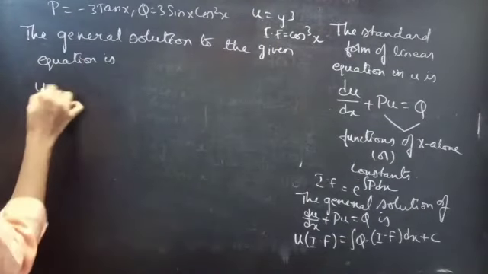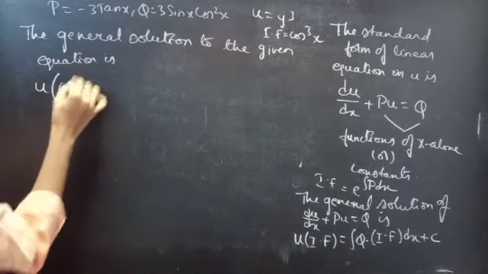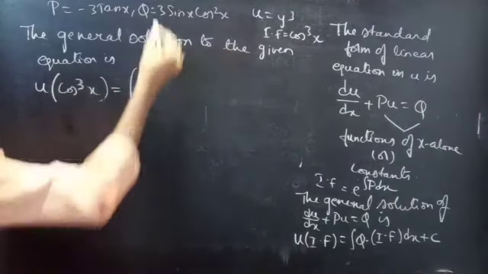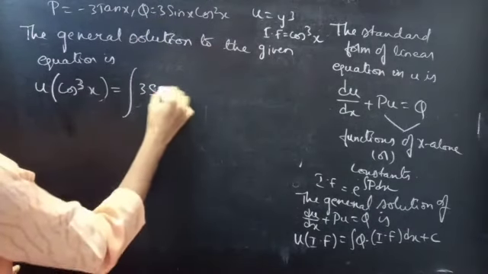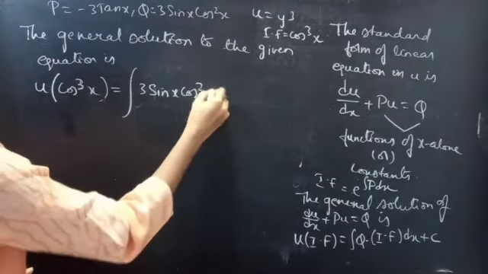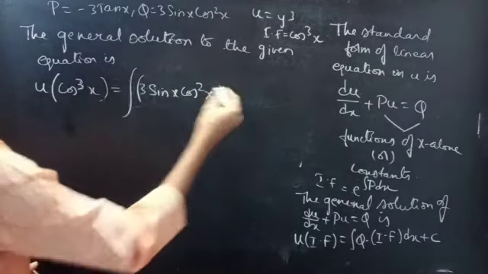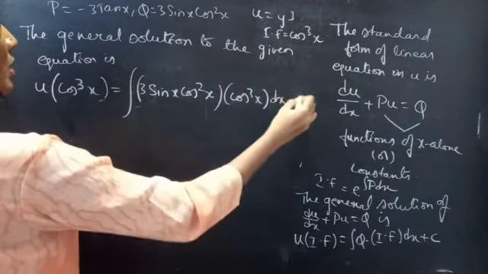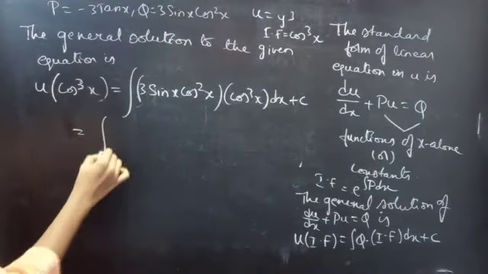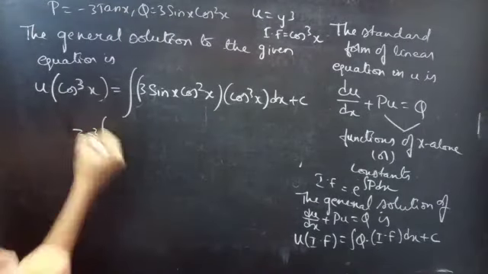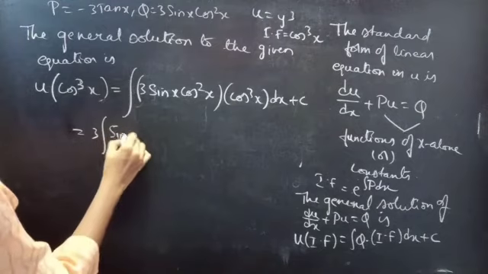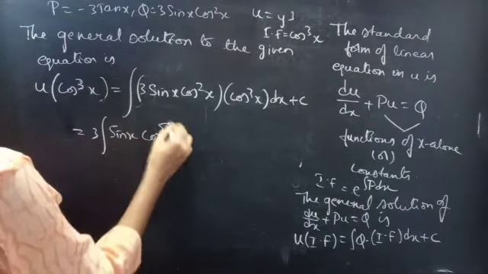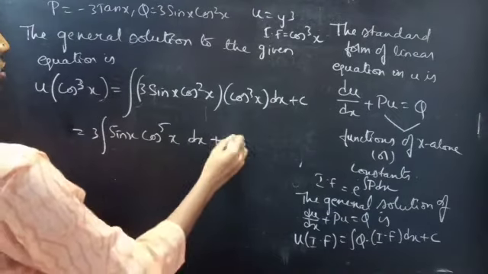The general solution to the given equation is u into integrating factor cos cube x equals integral q, for q equals 3 sin x cos square x, into integrating factor cos cube x into dx plus c. Take this 3 outside the integral, you'll get 3 into integral sin x cos square x into cos cube x, which is cos power 5x, into dx plus c.